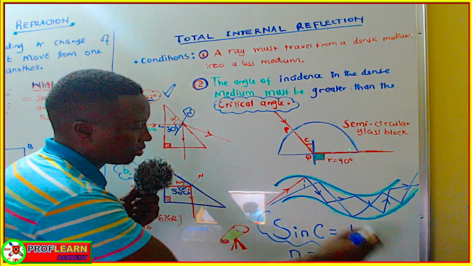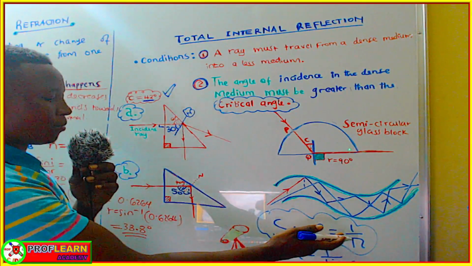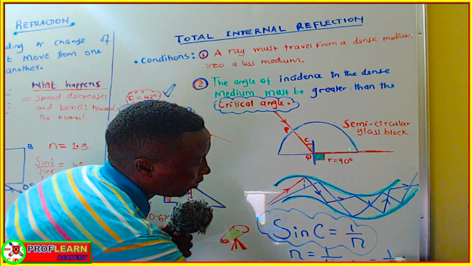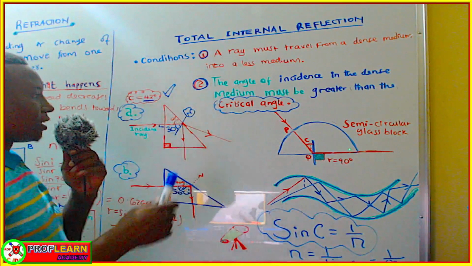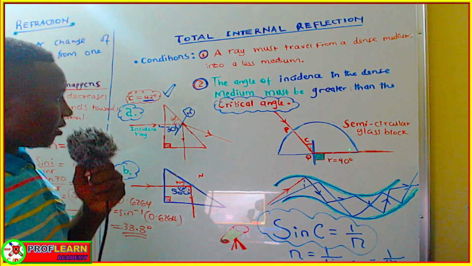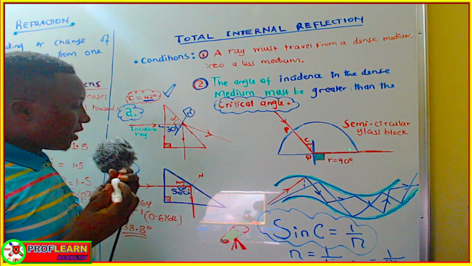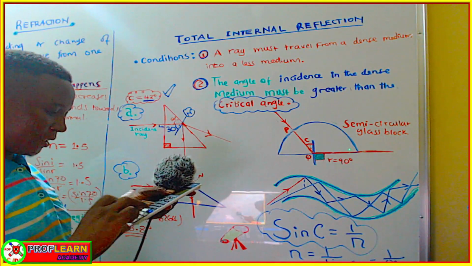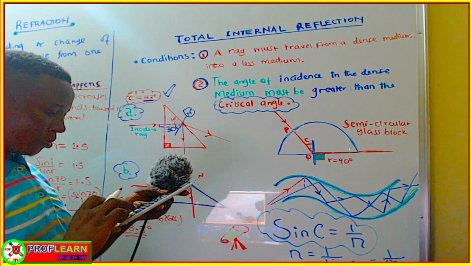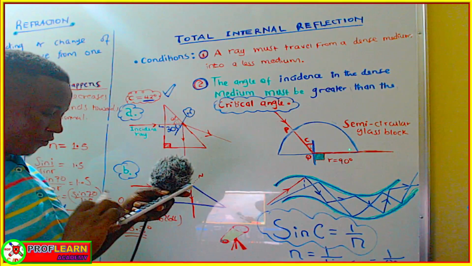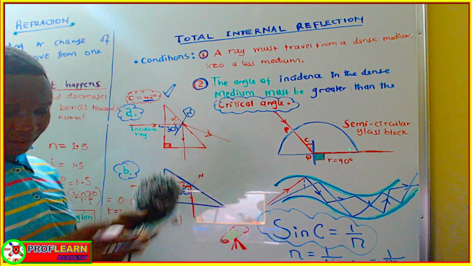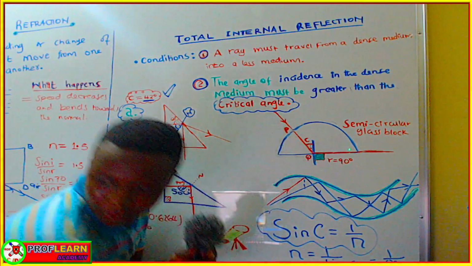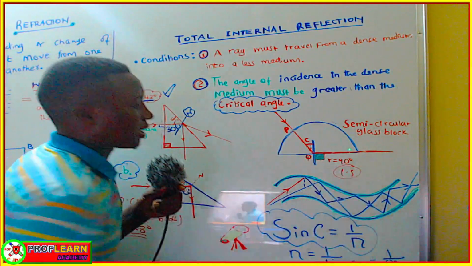And the way I usually advise my students is that when you are finding the critical angle, use the first formula. But if you are finding the refractive index, it's easier to use n equals 1 over sine c, because what you are going to do at that point is 1 over sine of 42. So if you are told that this piece of glass has a critical angle of 42 and you are finding the refractive index, you will say n equals 1 over sine 42. Let me work it out. 1 over sine 42 gives me 1.49, which is approximately 1.5, which is actually glass.